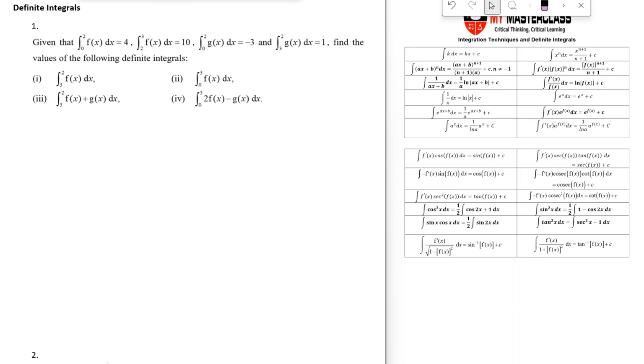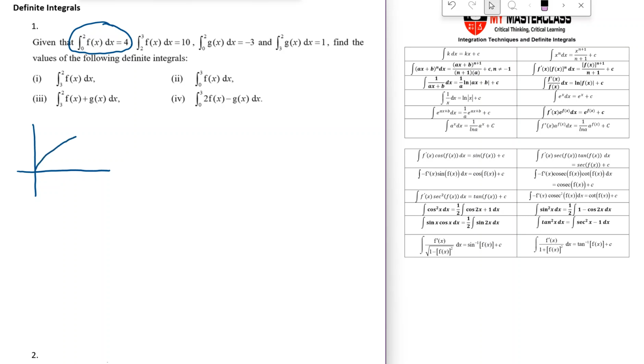Before we start with definite integrals, let's do a simple exercise on understanding what definite integrals mean and the properties of definite integrals. Okay, so by definition in your O-level syllabus, when we integrate f(x) from 0 to 2, the lower limit is 0, the upper limit is 2, equals to 4.